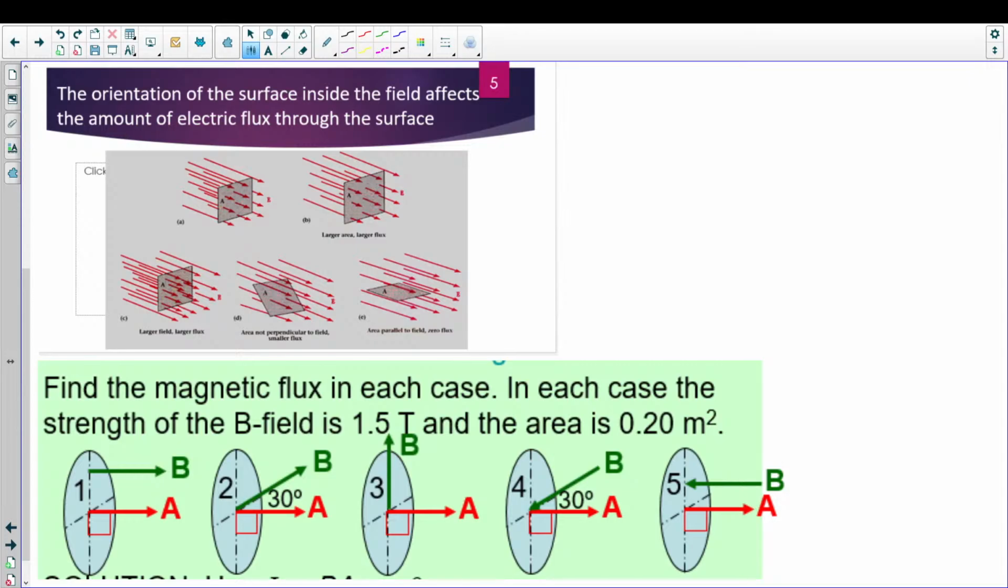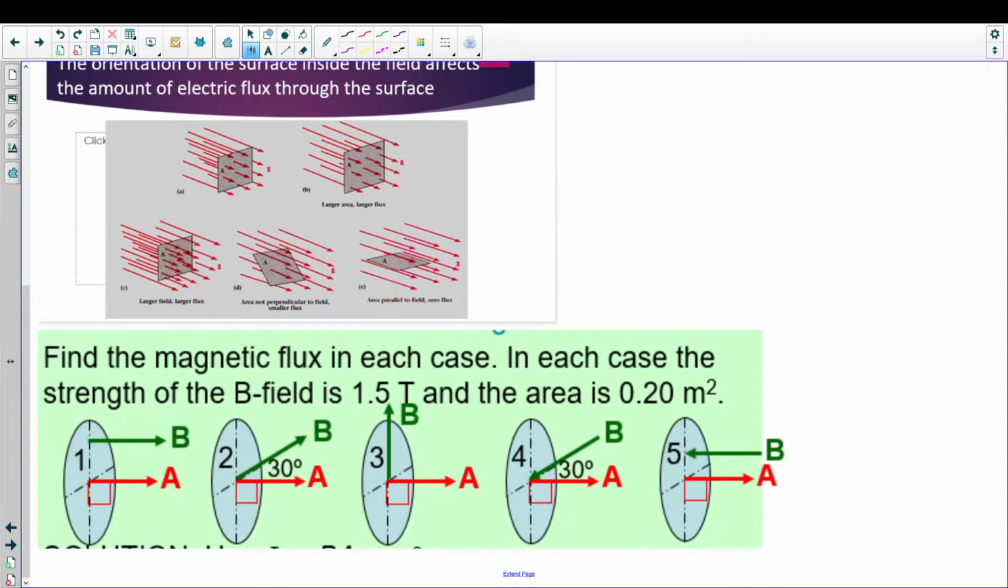And of course we expect a larger area to have more field going through, so larger flux. Or if you have a larger field, you have more flux, more field going through it. Once again, it's an idea of how much the field goes through a certain area. So to do that, basically we're taking the idea.